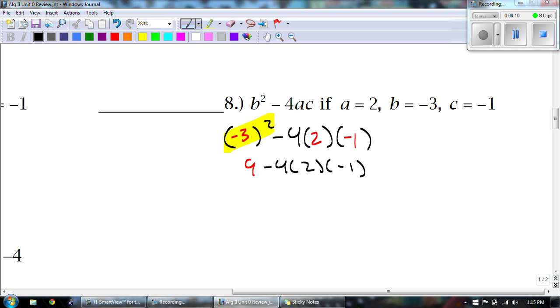After I do that, then I can multiply. Negative 4 times 2 is negative 8, and then negative 8 times negative 1 would be a positive 8, and 9 plus 8 is 17.